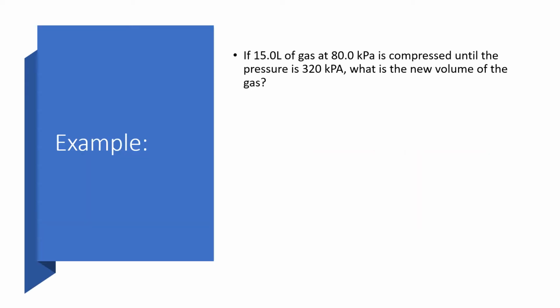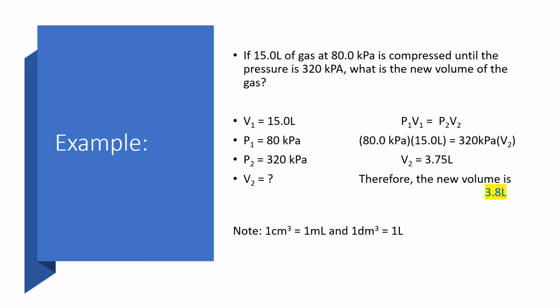So let's do an example. If 15 liters of gas at 80 kilopascals is compressed to a pressure of 320 kilopascals, what is the new volume of the gas? So we have our P1, our V1, and we have our pressure 2. Right now we're looking for our volume 2. If we plug everything into the equation P1 times V1 equals P2 times V2, we get 80 kilopascals times 15 liters equals 320 kilopascals times volume 2. Solving for volume 2 gives us 3.75 liters. Therefore, the new volume is 3.8 liters.